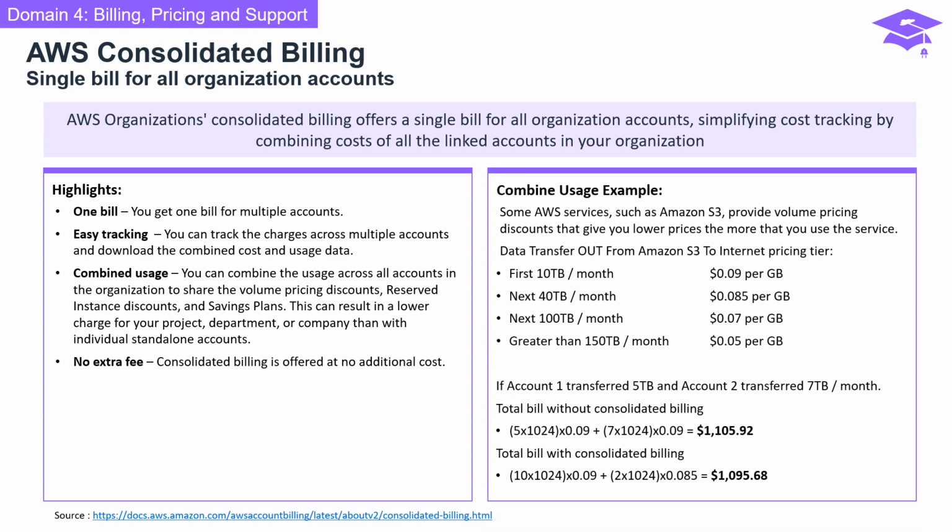Using the data transfer out from Amazon S3 to Internet pricing tier pricing shown in the table, assuming account 1 transferred 5 terabytes and account 2 transferred 7 terabytes per month, the total bill with consolidated billing is cheaper compared to the total bill without consolidated billing. In conclusion, AWS Consolidated Billing is a valuable tool that simplifies your billing structure, enhances tracking, and potentially reduces costs through combined usage benefits.